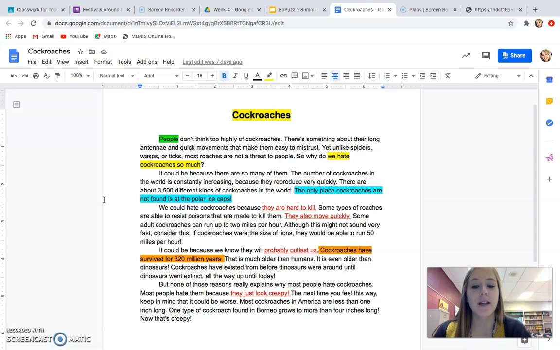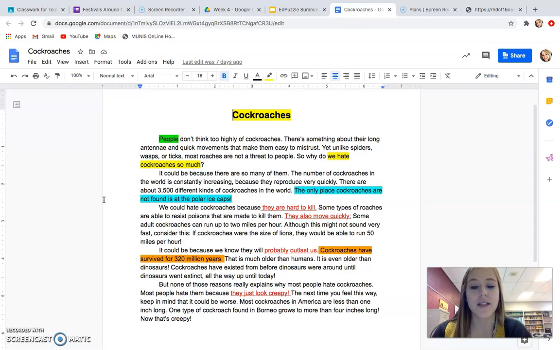It could be because we know they will probably outlast us. Cockroaches have survived for 320 million years. That is much older than humans. It's even older than dinosaurs. Cockroaches have existed from before dinosaurs were around until dinosaurs went extinct, all the way up until today.